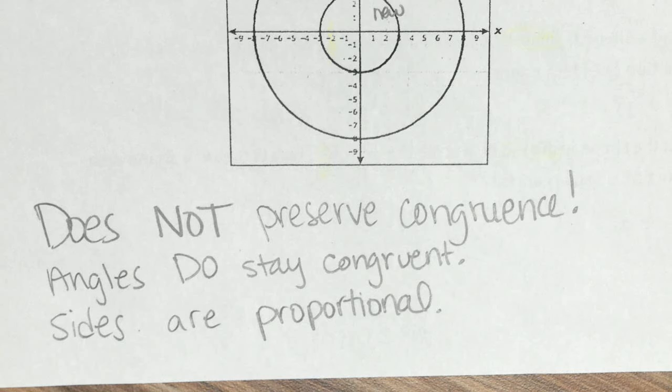All right, let's say it again. Dilations do not preserve congruence. However, the angles do stay congruent. The side lengths are proportional. This is about 3 questions on your assignment today. The rest is all new over old. Okay, I'm going to pass the assignment out, and then we'll go through and make sure y'all know how to set them up.